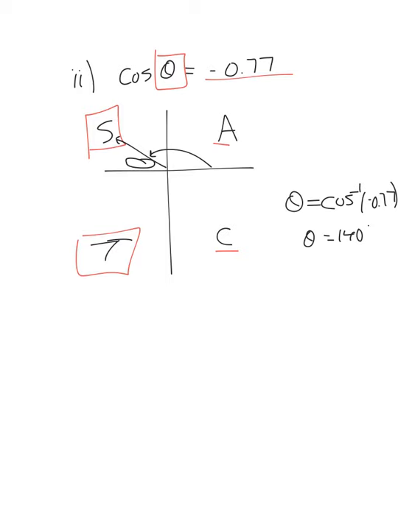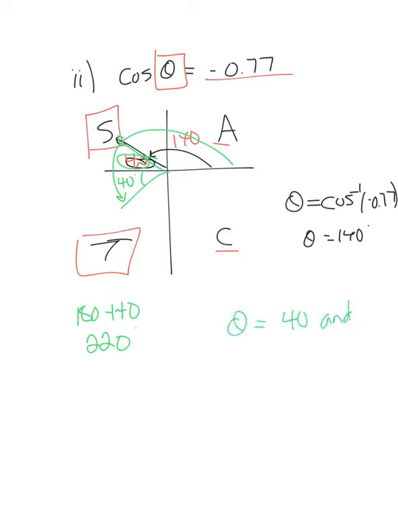Now I know that that means my related acute angle, if this is 140, I know that this one's 40. Now when I'm trying to figure out the matching angle in the T quadrant, I need to mirror this related acute angle, and it needs to be touching my x-axis. So I know that if I want to get this new angle, it's going to be 180 plus 40, so 220 degrees. So my 2 answers are 40 and 220.